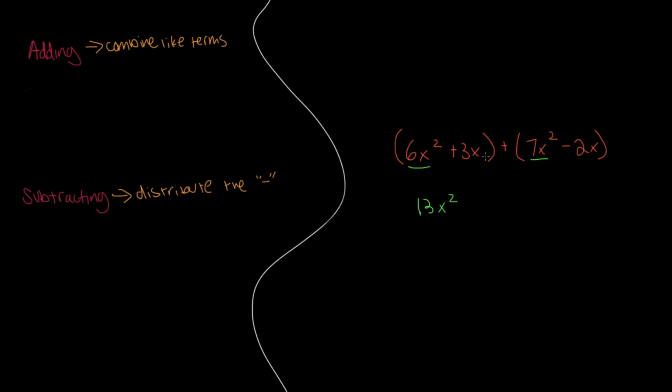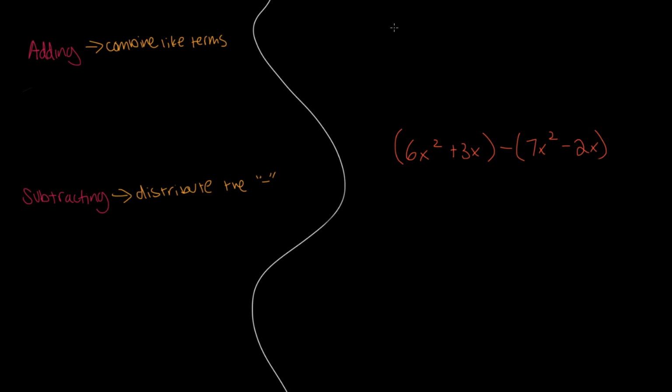Our next terms are combining the x terms. So we have 3x and minus 2x. So 3x minus 2x is just going to leave us with 1x. That can be written as 13x squared plus x. And that is how we added those two polynomials. So adding polynomials is really straightforward. But what would happen if we took that positive there and we switched it, instead of adding, to subtracting? Let's see how that would change things.